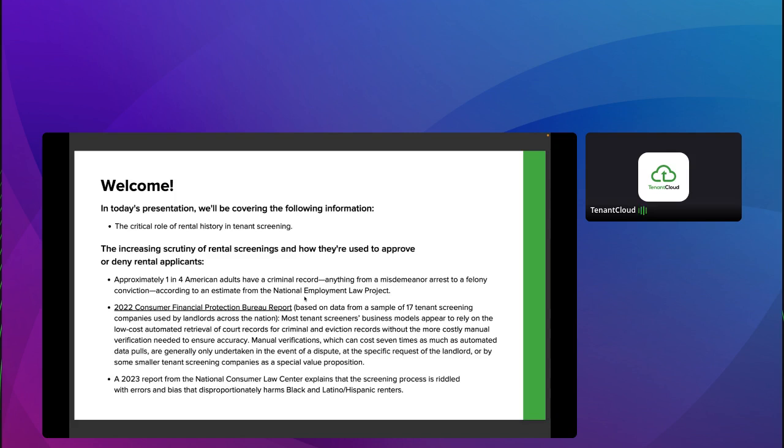They found that most tenant screener business models appear to rely on low cost automated retrieval of court records for criminal and eviction records without the more costly manual verification needed to ensure accuracy. If you have ever seen or even used a lot of the tenant screening products that are 10, 15, 20 bucks and their instantaneous results happen right away, a lot of those are what this is referring to. They're going based off of a national database that is automated, and it's a pre-purchased database that they are buying every so often, and it's not the most updated records.